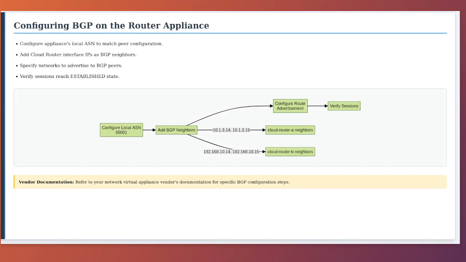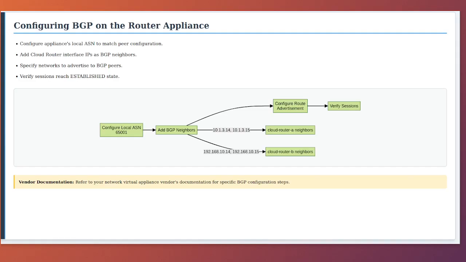Configuring Border Gateway Protocol on the router appliance instance. The final step in establishing connectivity is to configure Border Gateway Protocol on the router appliance instance itself. This step varies depending on which network virtual appliance image you are using. Each vendor has their own interface and configuration syntax for Border Gateway Protocol. The general concepts are the same across all appliances.